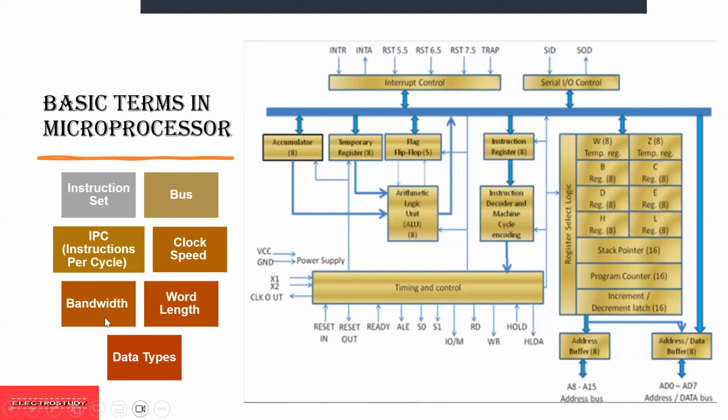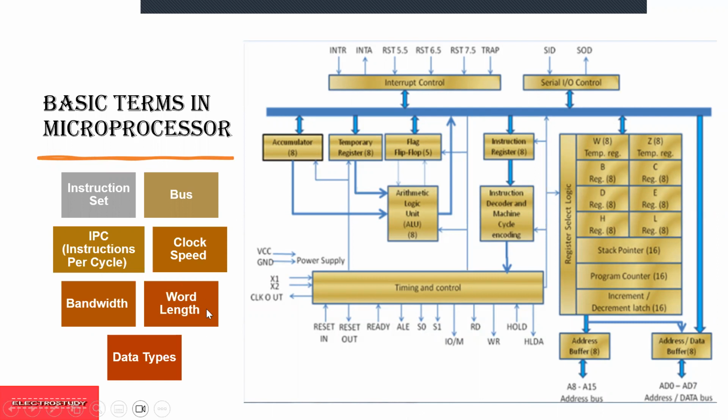Next, coming to bandwidth, it is the number of bits processed per single instruction. Like if I give ADD A1, B1, then for adding, how many bits are being transferred per single instruction? That is called bandwidth.